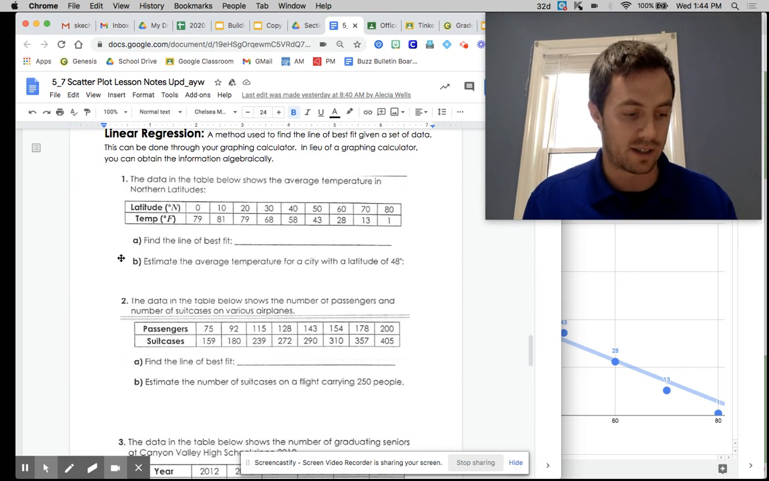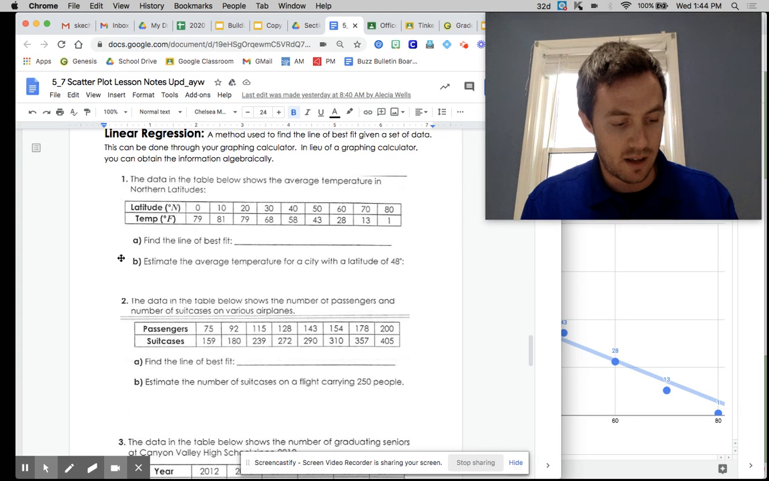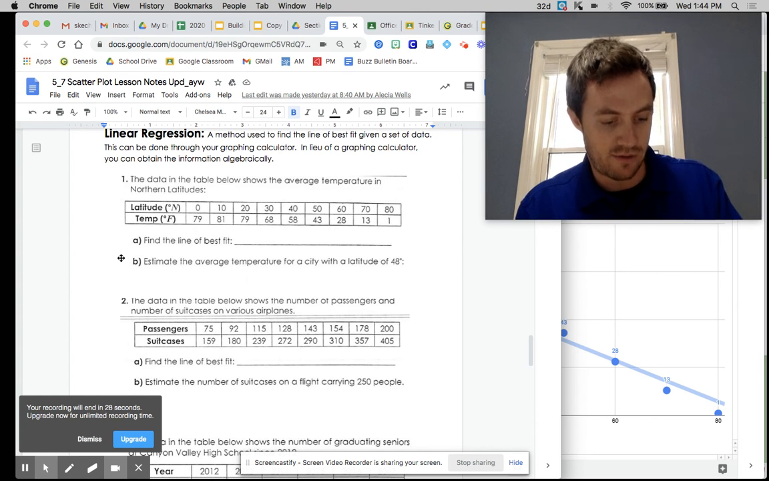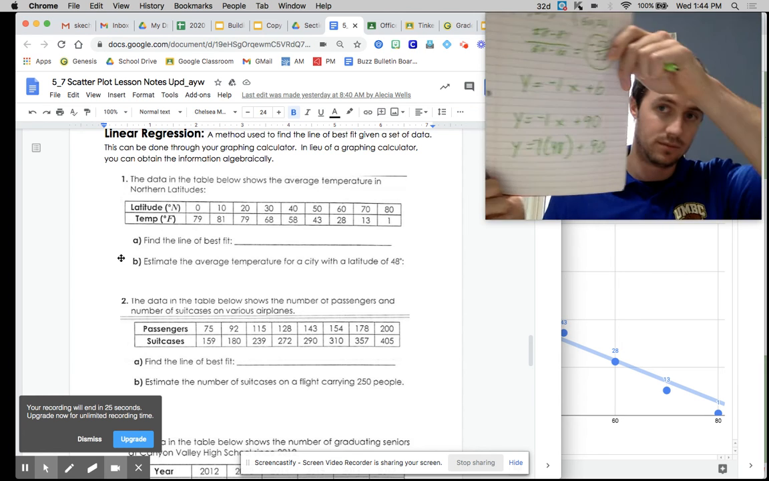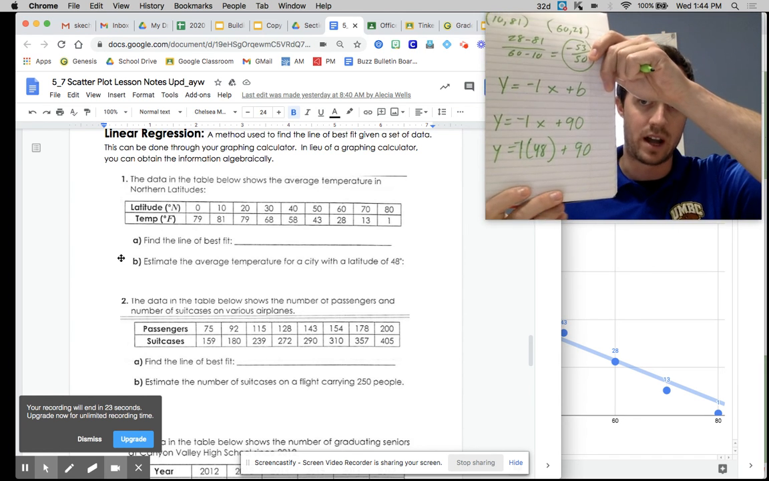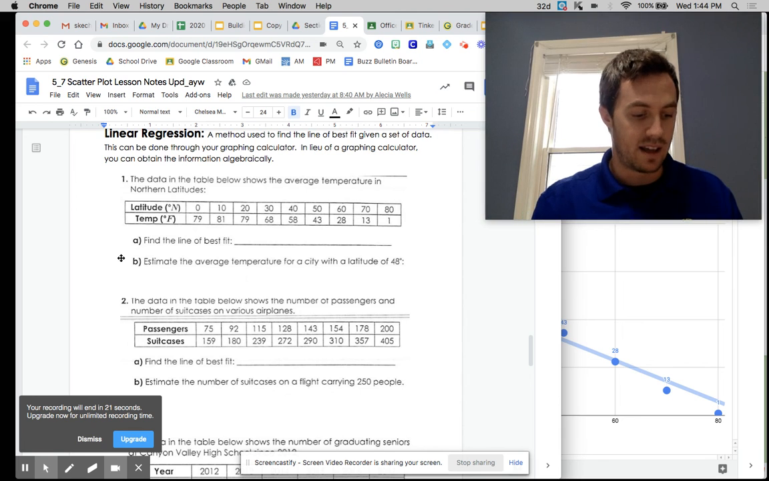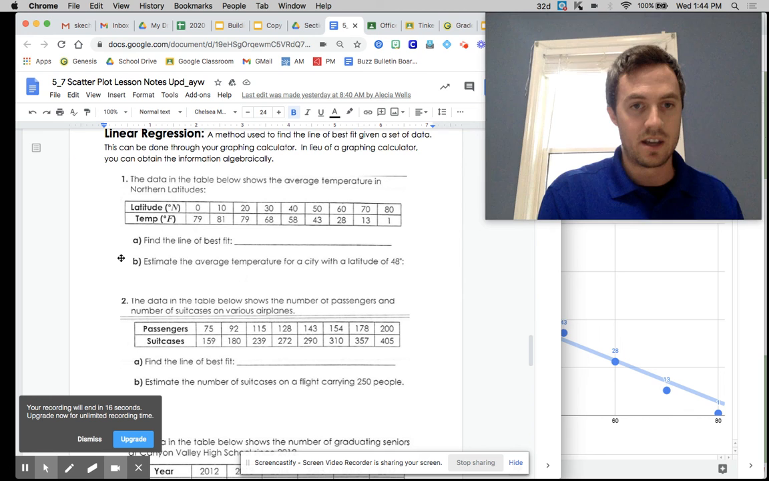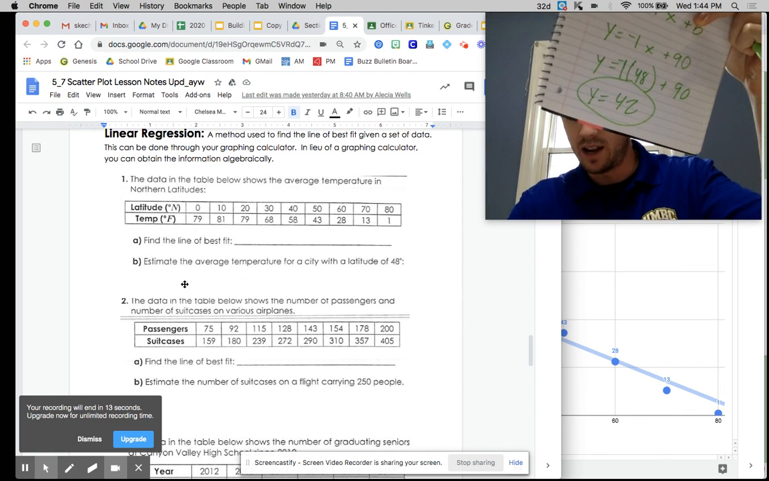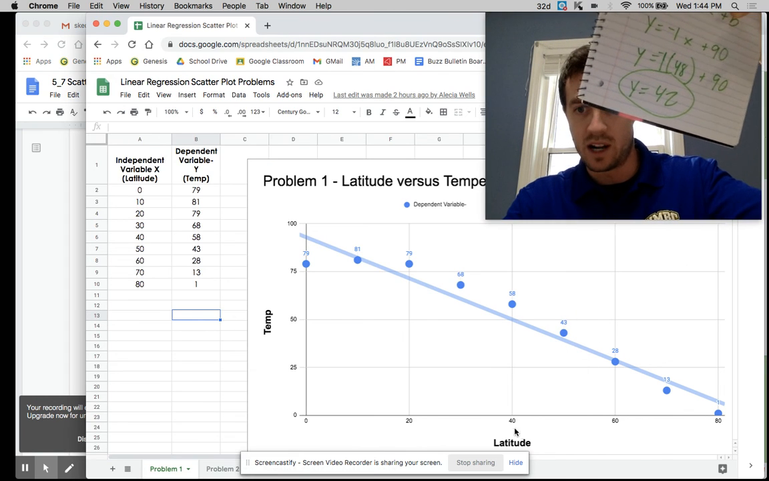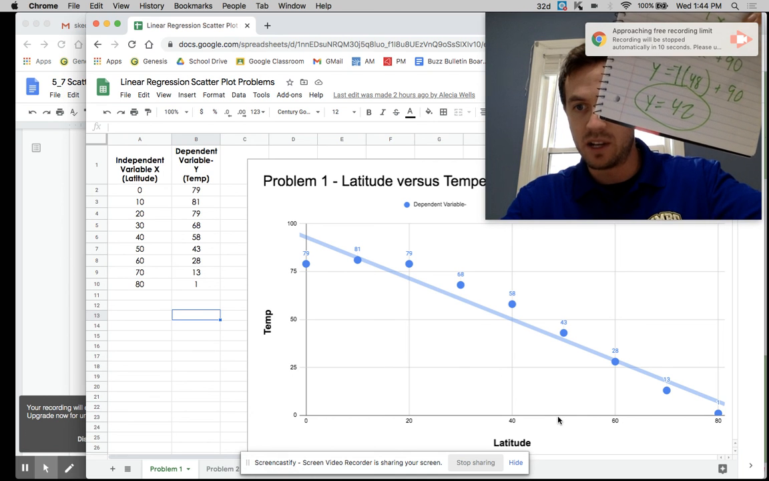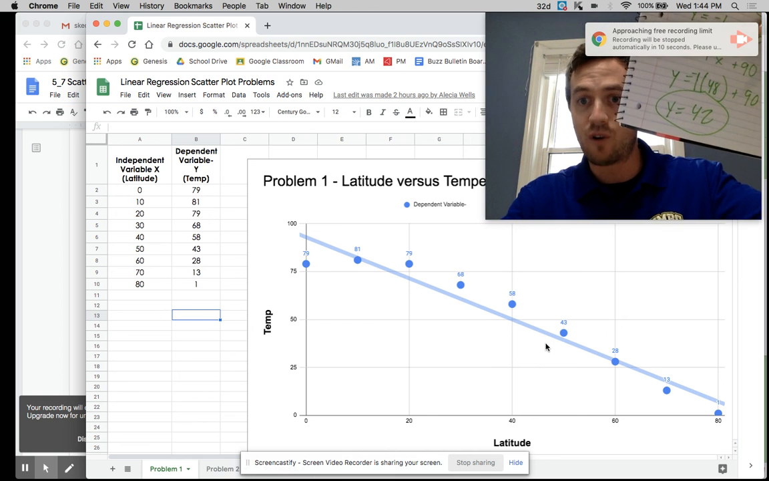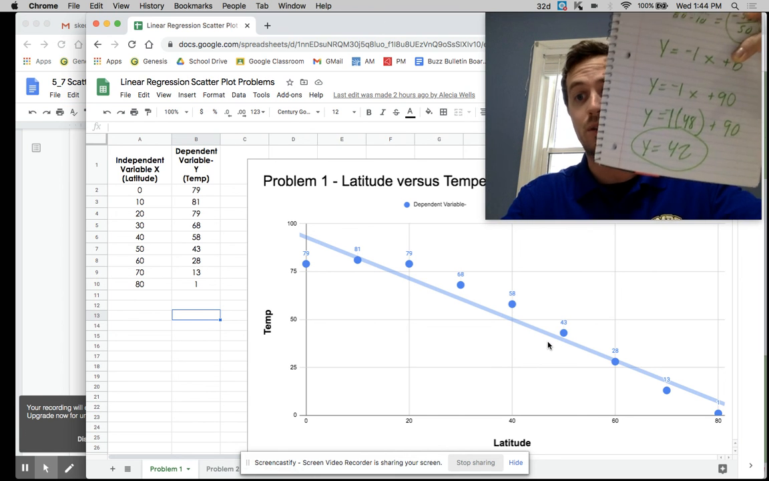Now the next question says, estimate the average temperature for a city with a latitude of 48 degrees. So now we just plug in 48 for x. y equals -1 times 48 plus 90, and ultimately we end up getting y equals 42. That lets you know that when it is 48 on latitude, which is about here, we should be about 42 degrees, which is about here. And that falls right near the trend line, so that's a fine answer.